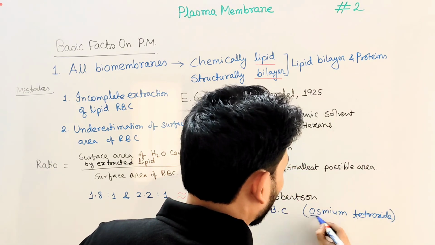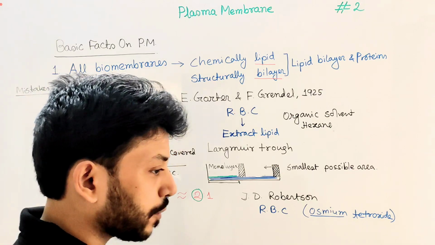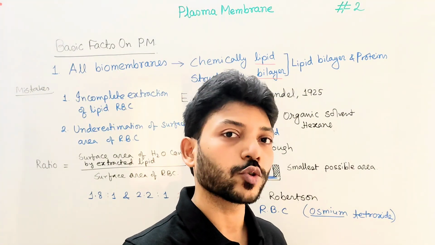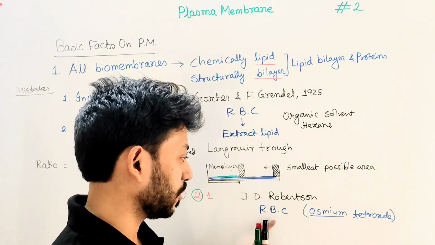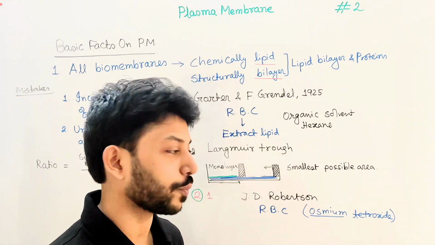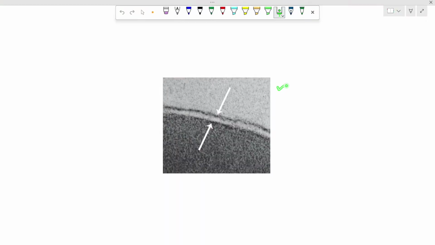Osmium is a heavy metal that binds preferentially to the polar head groups of the plasma membrane. I will show the image that he took with the electron microscope. This is the electron microscopic image taken by J.D. Robertson. He stained the red blood cells with osmium tetroxide, and the osmium binds preferentially to the polar head groups of the lipid molecules. As you can clearly see, there are two layers of lipids in the plasma membrane, and it definitely reveals that the plasma membrane is a lipid bilayer in structure.